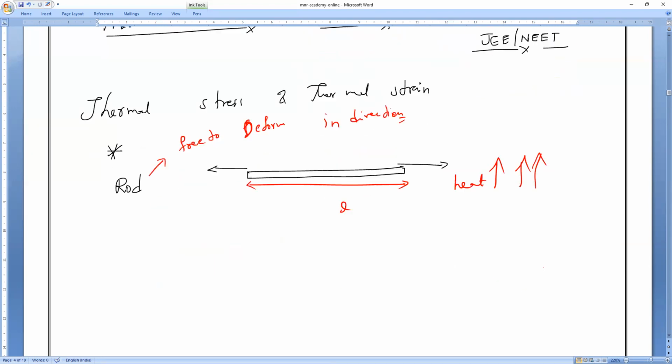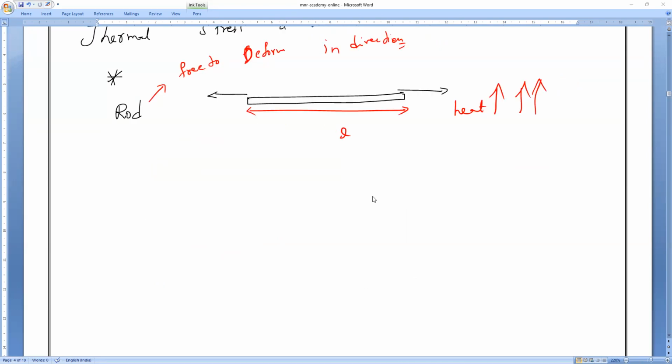Definitely, if it is a rod, it will show some property. Can anybody tell what property it will show? If it is heated, what will happen to the object? It will start expanding. Am I right or wrong? We have studied this already. Yes, sir. If you keep on heating, the rod will start expanding. Let me take it as free to deform in any direction, so the length of the rod increases because of heating.